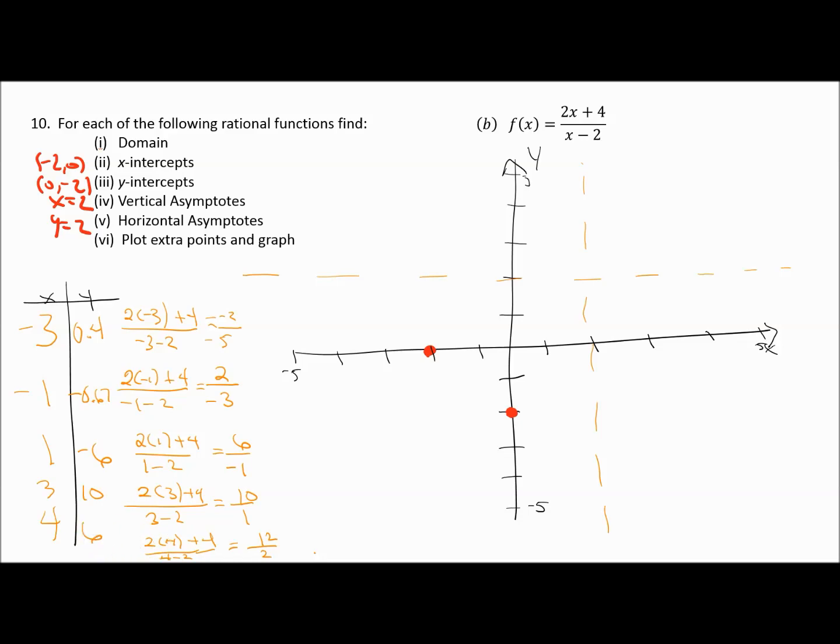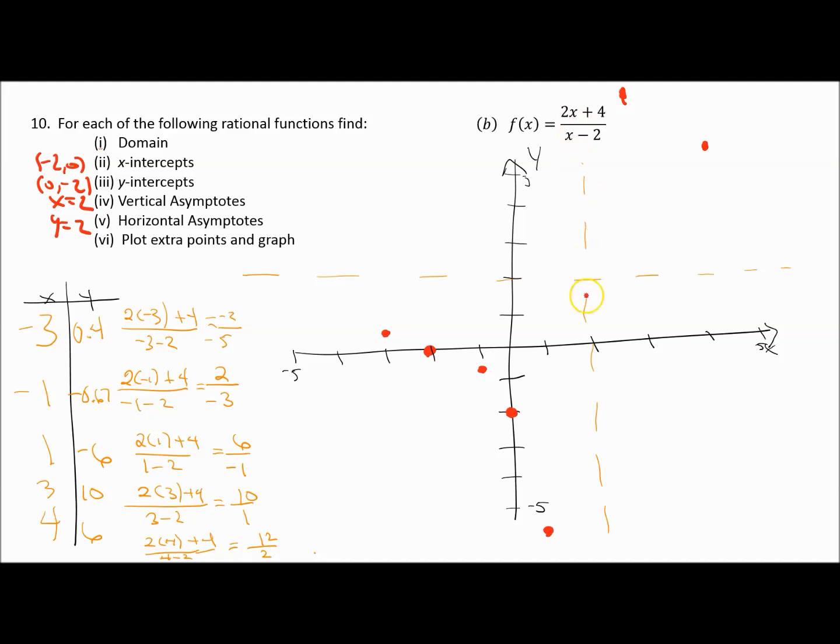Okay, so let's plot these points and see what we get. -3, 0.4, so -3 and almost a half, so about there. -1, I've got -2/3 or -0.7, so about there. Looks good to me. +1, I got -6. That would be here on my scale. 3, I've got 10, which is going to be way up here, really off my page, but I think that'll be okay. And then 4, 6 here.